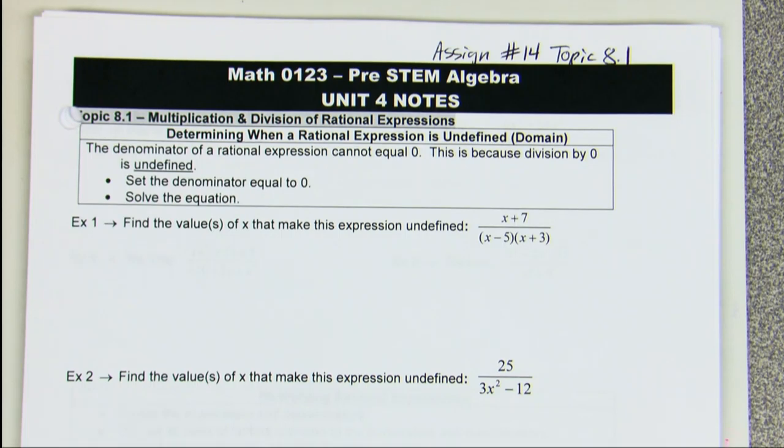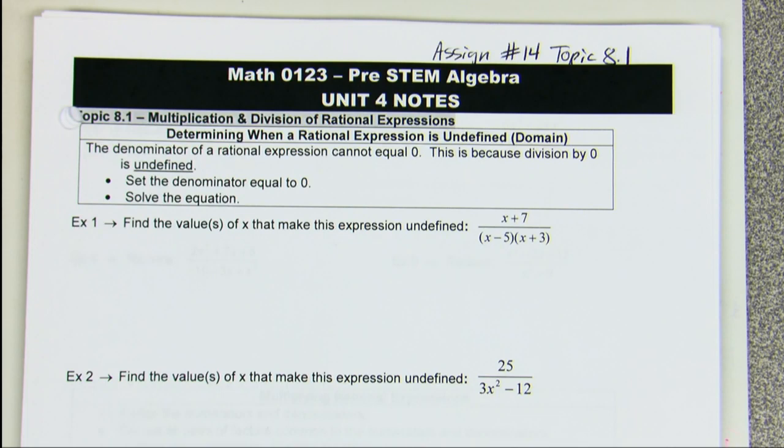This is your lecture that goes with assignment number 14 over topic 8.1. We're going to learn how to multiply and divide rational expressions. So a rational expression is just something that looks like a fraction with variables in it, kind of like number 1 or number 2 that you see here.